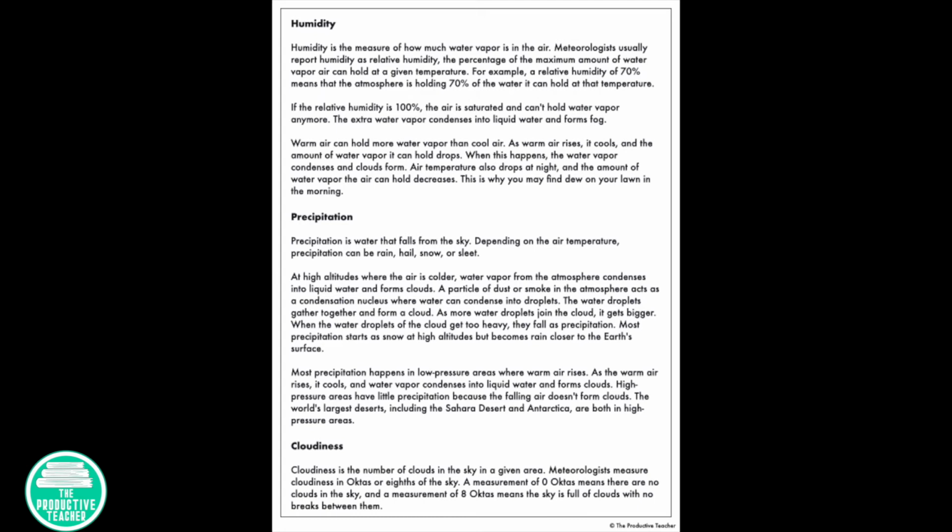Cloudiness. Cloudiness is the number of clouds in the sky in a given area. Meteorologists measure cloudiness in octas, or eighths of the sky. A measurement of 0 octas means there are no clouds in the sky, and a measurement of 8 octas means the sky is full of clouds with no breaks between them.